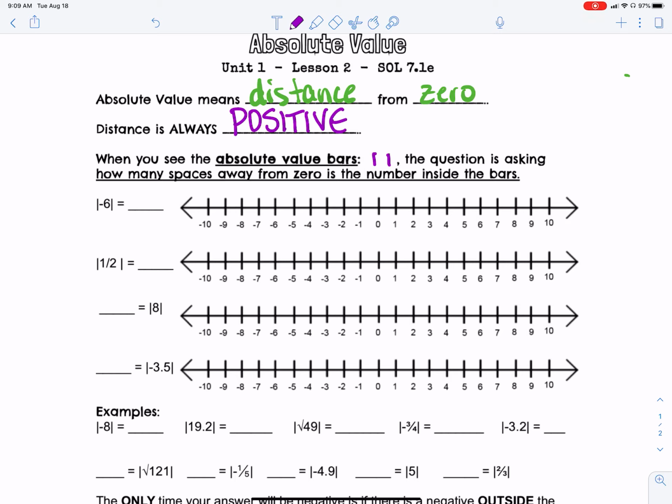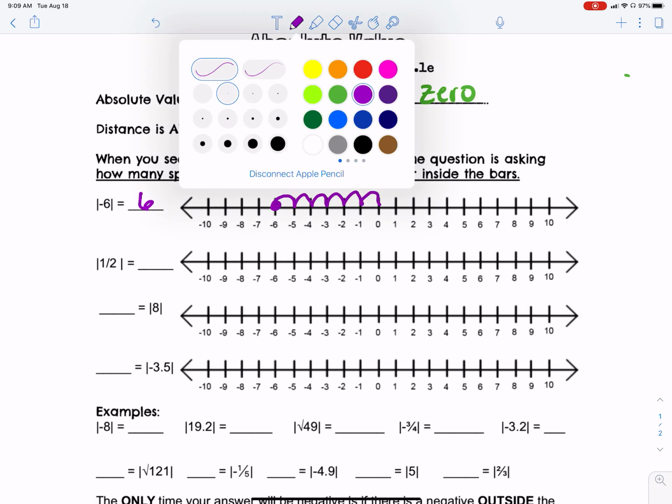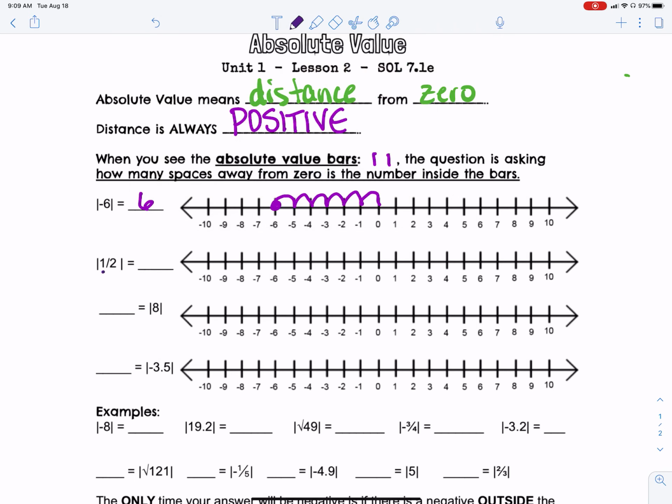So the absolute value of -6, we're going to start where the -6 is, and we're going to count the number of spaces to 0. 1, 2, 3, 4, 5, 6. So your answer is +6 because distance is positive. Okay, 1/2. So 1/2 would be between 0 and 1. So 1/2 is just half a space from 0.